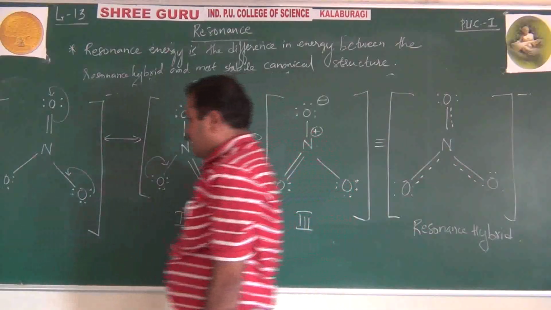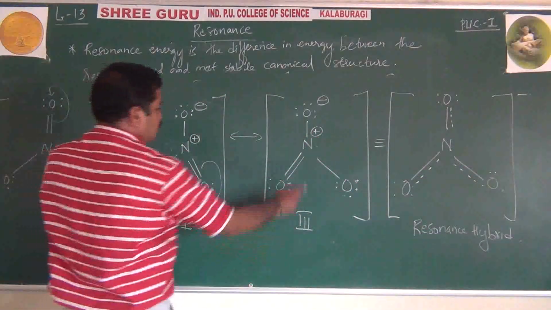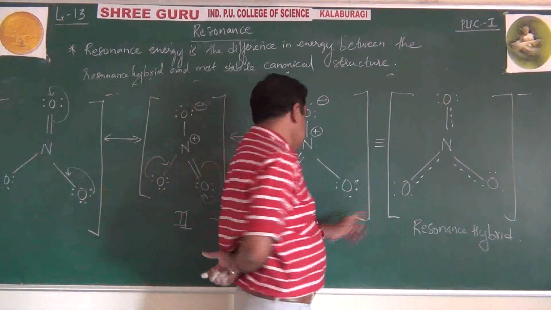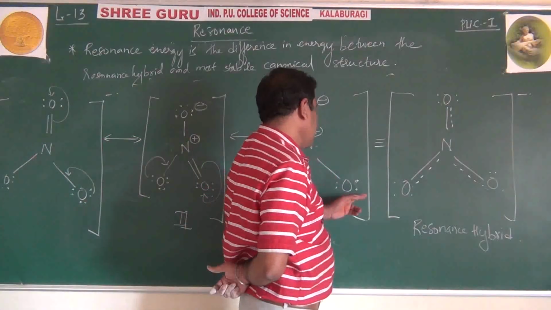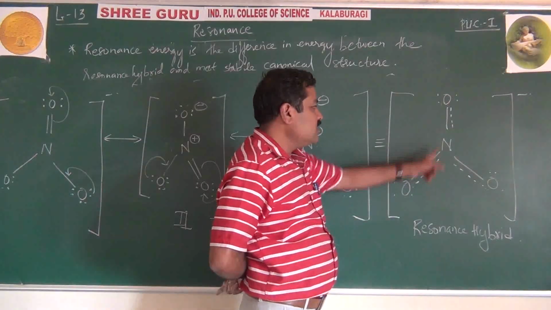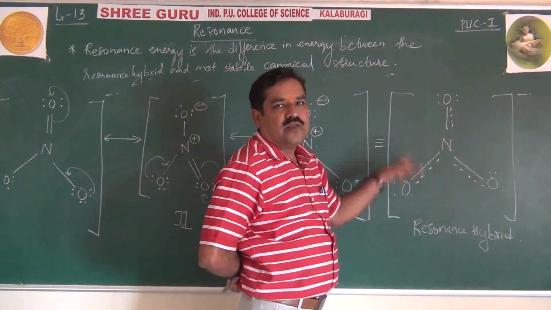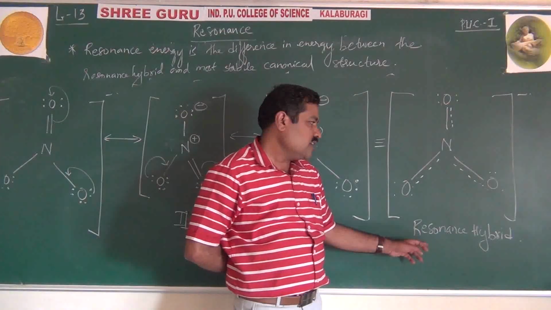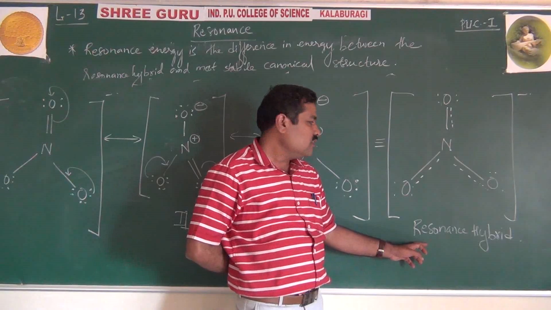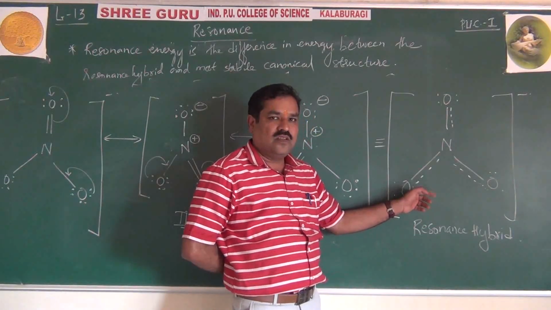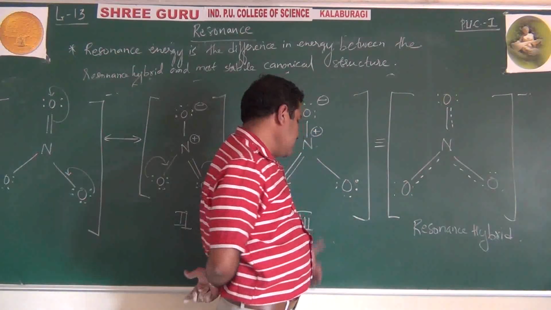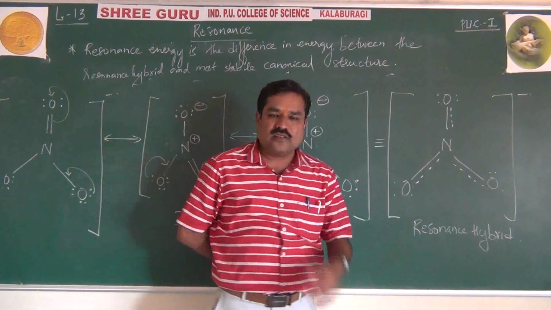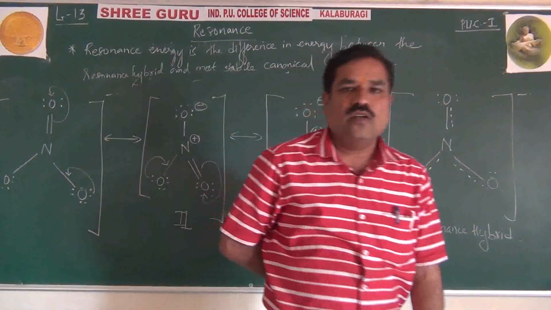All right students, therefore see all the three: shifting of pi and lone pair, with double bond characterized in a single molecule. That's what is called the resonance hybrid. It is the most stable structure of the molecule, which can give the properties of all the structures in a single structure. The difference in energy between the most stable canonical structure and the resonance hybrid is the resonance energy. That's it. This is about nitrate.